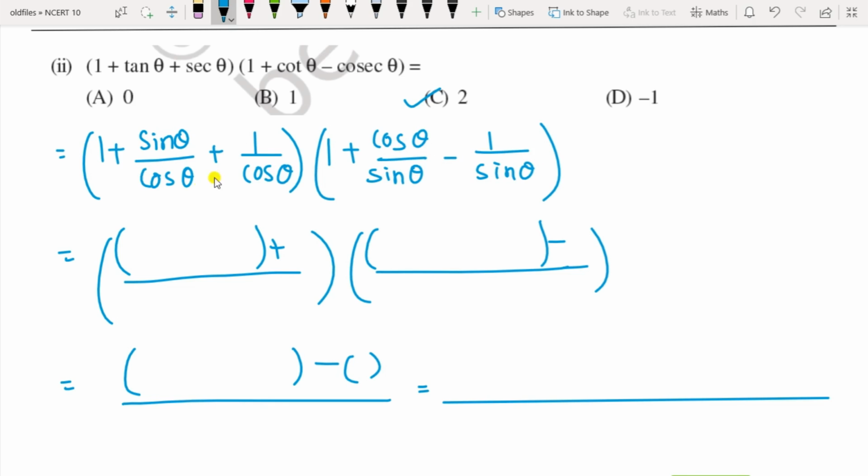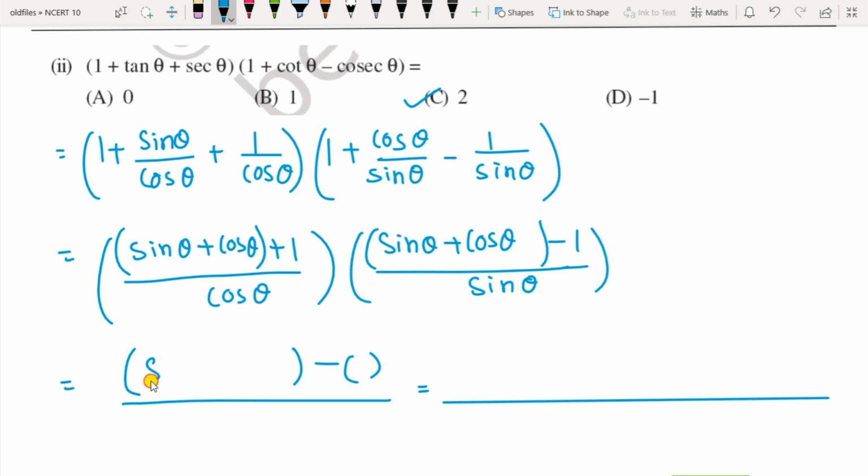Now take the LCM. So this will be here (sin theta plus cos theta plus 1) upon cos theta. And in this case it will be (sin theta plus cos theta minus 1) upon sin theta. Now this is of the form a plus b and a minus b. So it will be a square, that is sin theta plus cos theta the whole square, minus b square, that is 1 square, upon sin theta into cos theta.